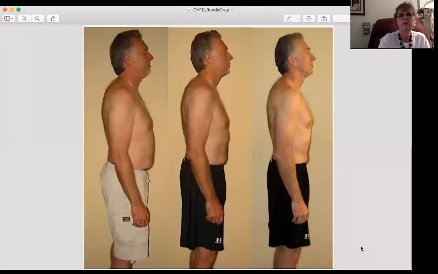So this was Randy before. He started out on his transformation journey back in 2007. He was 52 at the time. And so he said he began working with Dr. A. He weighed 217 pounds. So that was the picture on the left in the off-white kind of shorts. So that's Randy at 217 pounds.